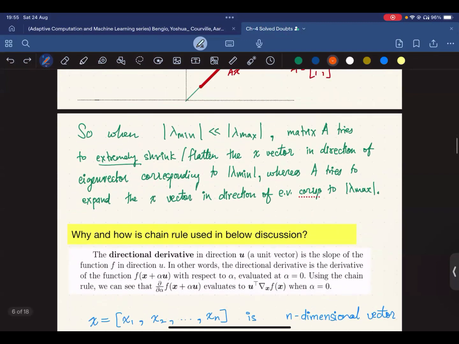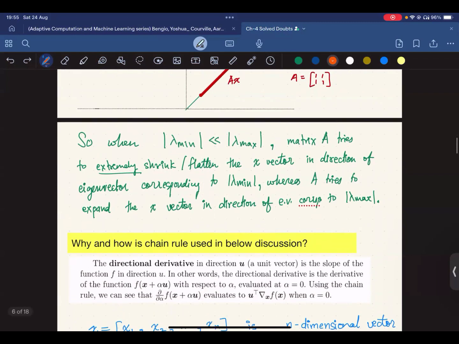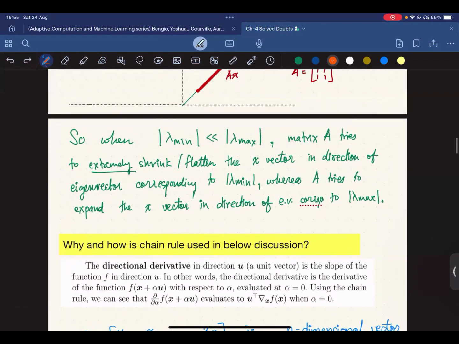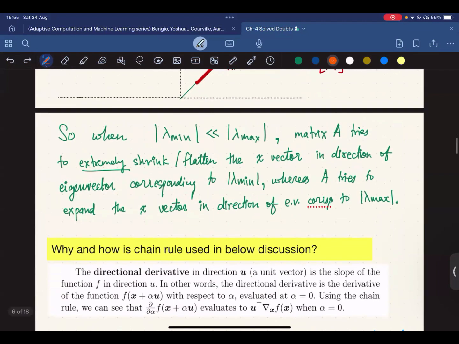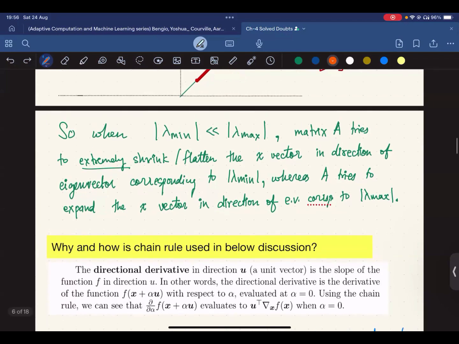Okay. So there was also a doubt in the previous session that the author has given this definition of directional derivative and is differentiating with respect to alpha, and using the chain rule, this directional derivative evaluates to be u transpose gradient of f of x. So how is this happening?